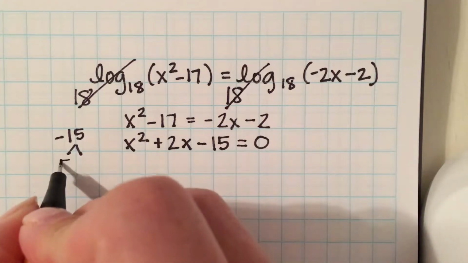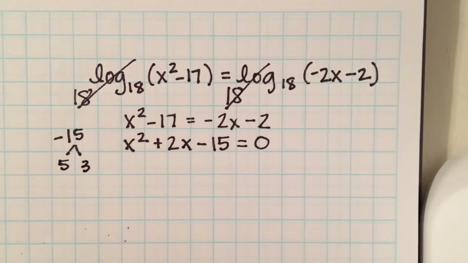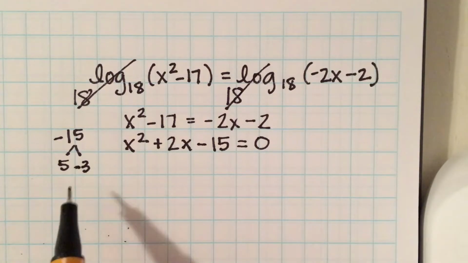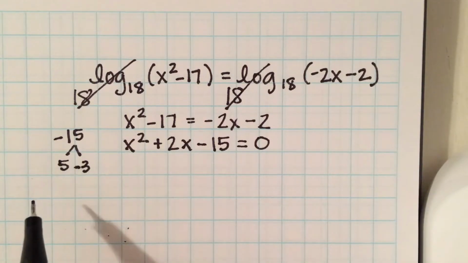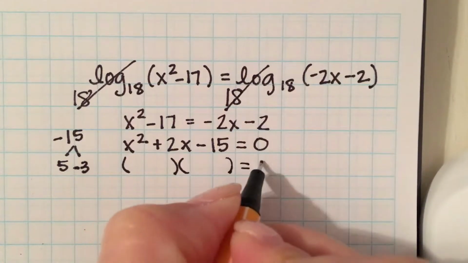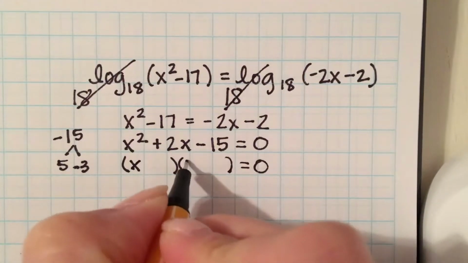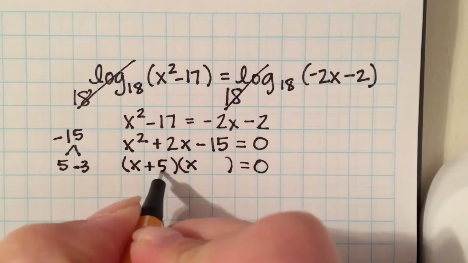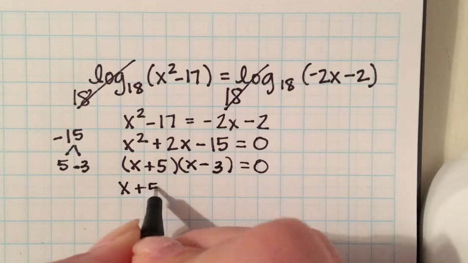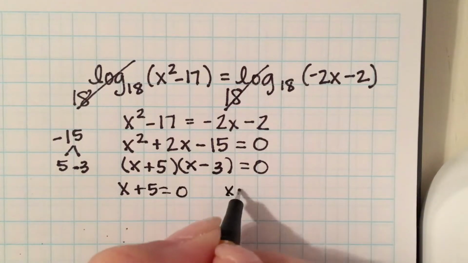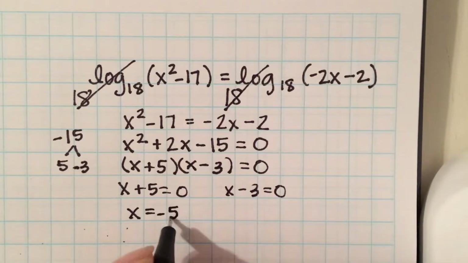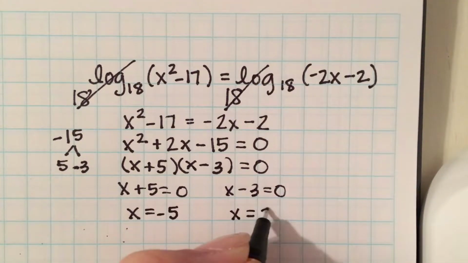So if I think about that, well, I know 5 times 3 gives me 15. I want a positive 2, so let's make that 3 negative. 5 minus 3 gives me 2. So it's an easy factor at this point. Plus 5, minus 3. Set both of those equal to 0. Gives me negative 5 and 3.